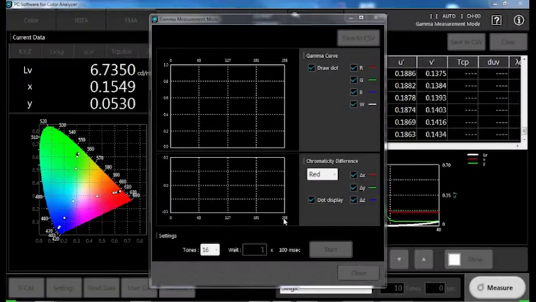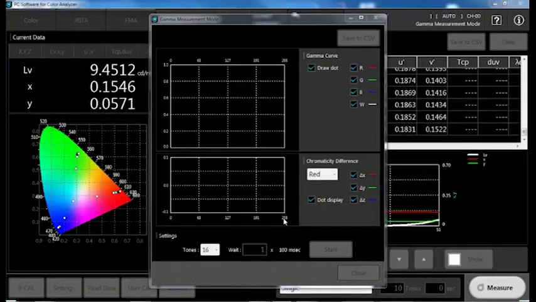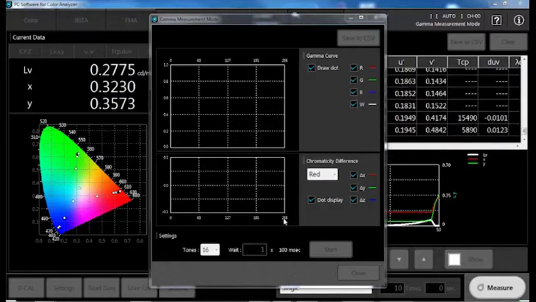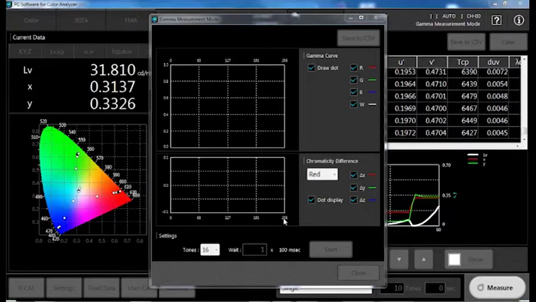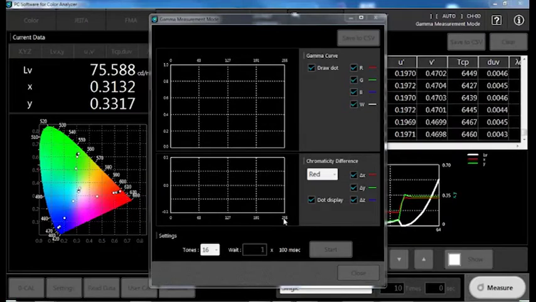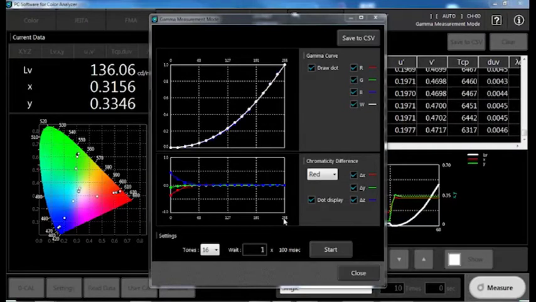The CA-410 was developed to deliver higher reliability for a wider range of measurement targets and applications. For example, when measuring gamma, the CA-410 provides reduced between-range errors, shorter range switching time, and support for low-frequency drive displays. Overall, the total measurement time is now reduced by 30% compared to the previous CA-310 model.